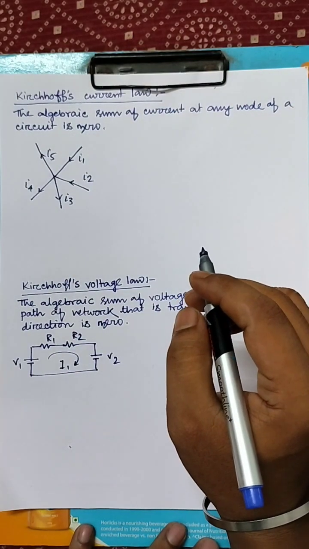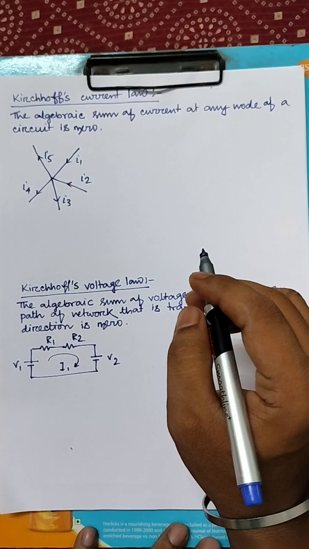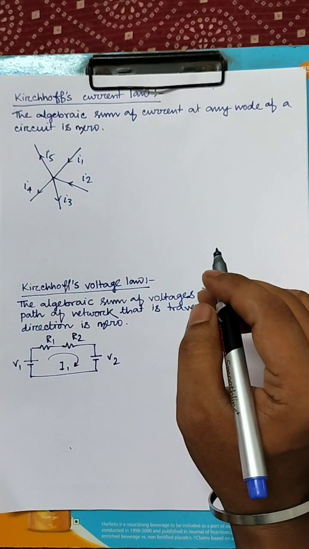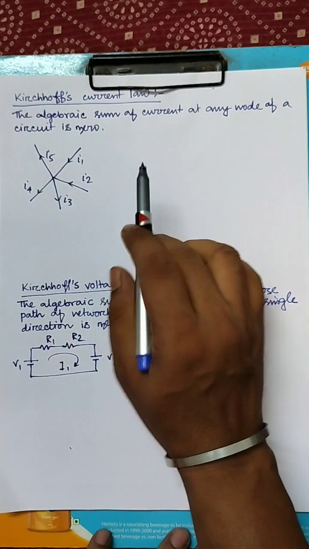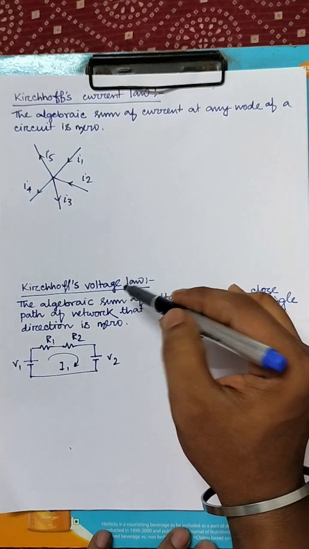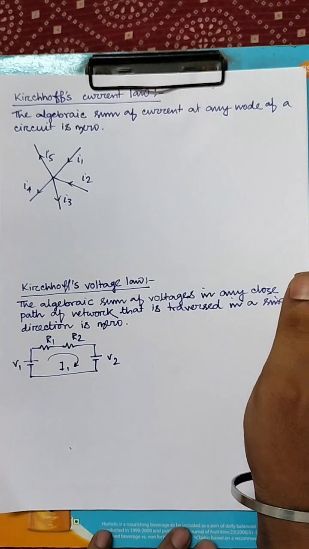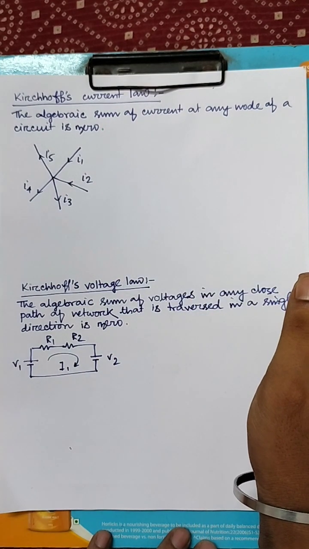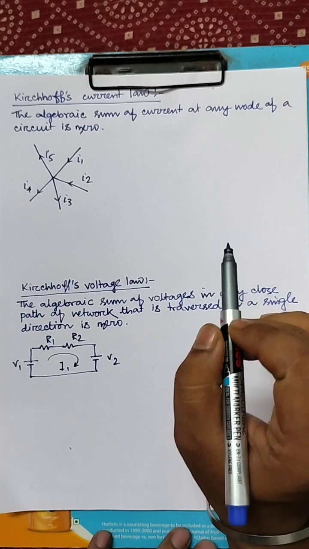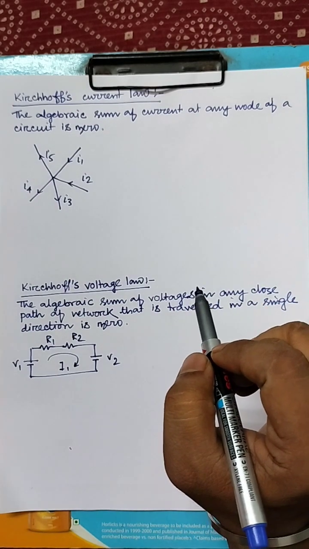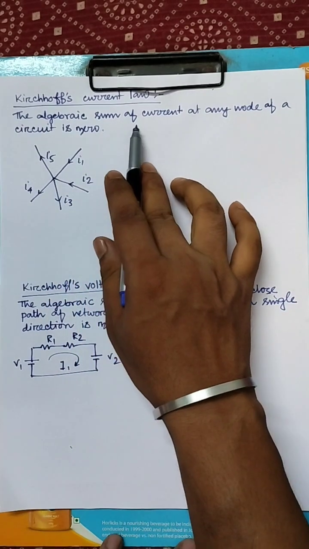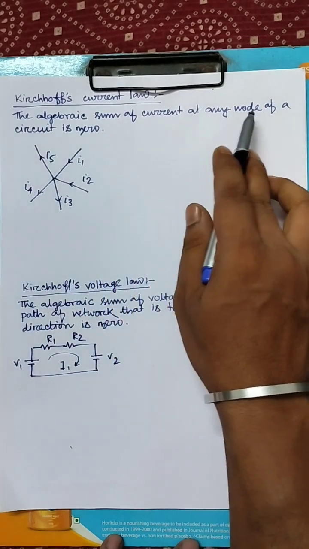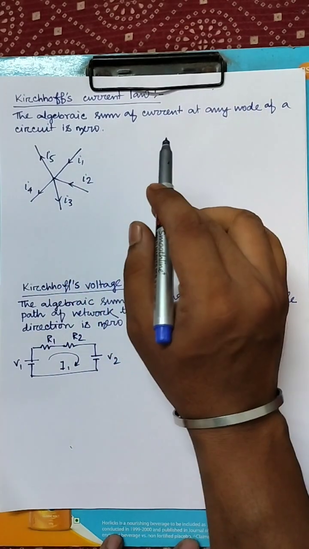In this video, we are going to see the most fundamental laws in electrical circuits, that is Kirchhoff's current law and Kirchhoff's voltage law, commonly known as KCL and KVL. First of all, Kirchhoff's current law. The law is: the algebraic sum of currents at any node of a circuit is zero.